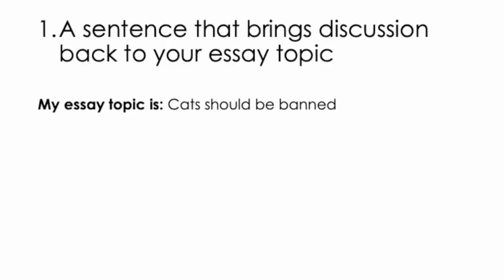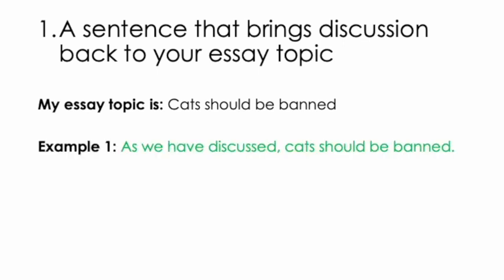The first part is a sentence that brings discussion back to your essay topic. At this point, you've written 3 different paragraphs talking about different reasons to support your point, and in order to sum them all up, you want to bring everyone back to considering what your topic is. In my example, the topic is that cats should be banned. A simple example for an opening sentence of a conclusion is this: as we've discussed, cats should be banned.